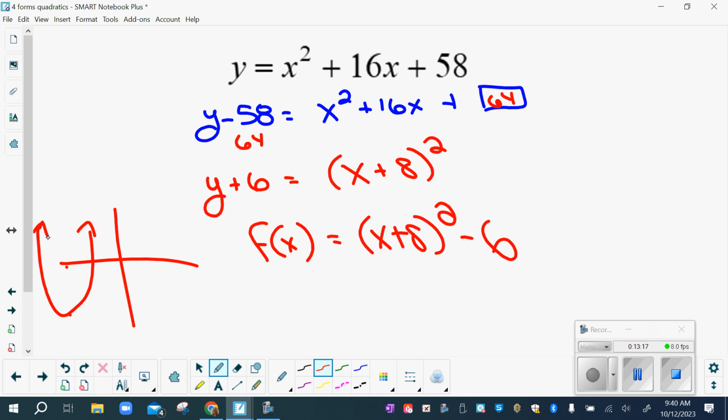Ready to step up our game a little bit? So I take that, cut it in half, get 8 squared. Get the whole square. Put a square there so you know.